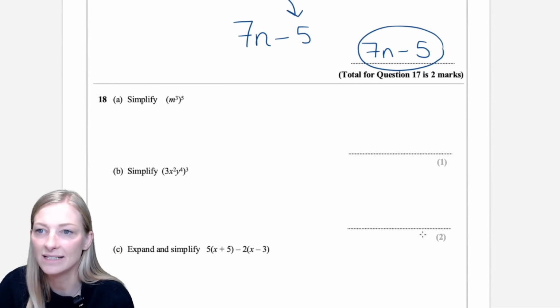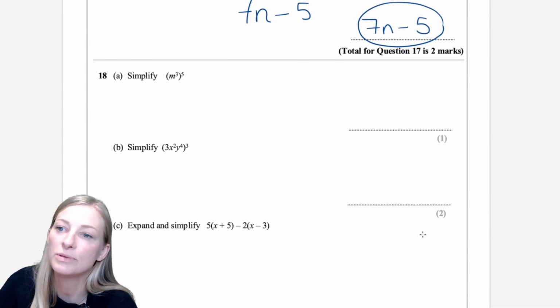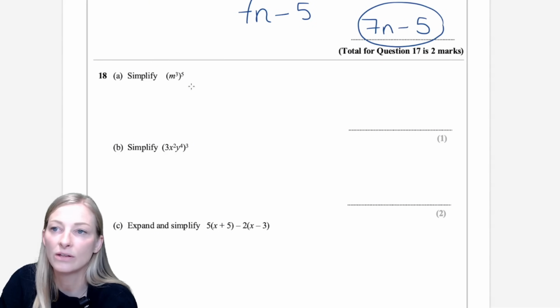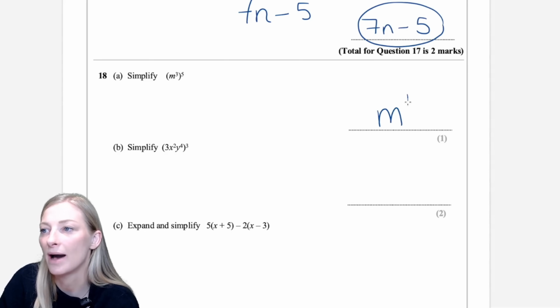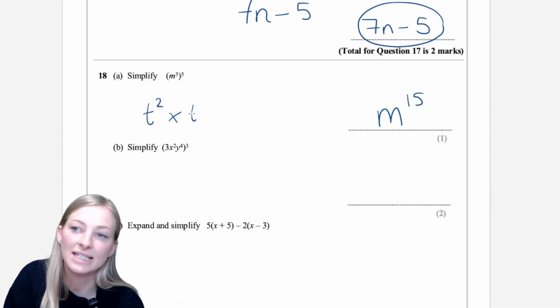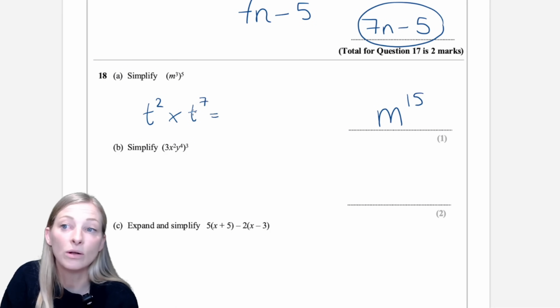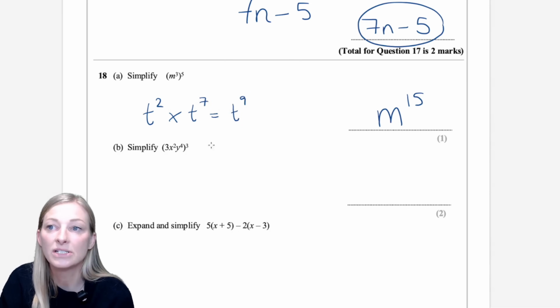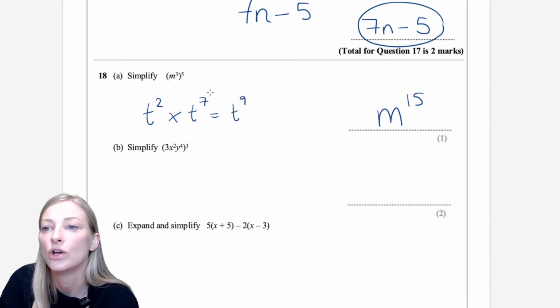Question number 18. Simplify m cubed to the power of 5. And a power of a power, we are multiplying those together. So that's m to the power of 15. If you had t squared times t to the 7, then we're multiplying, so we would add the powers. So if you're multiplying, add the powers, but if it's a power of a power, you're going to times the powers together.